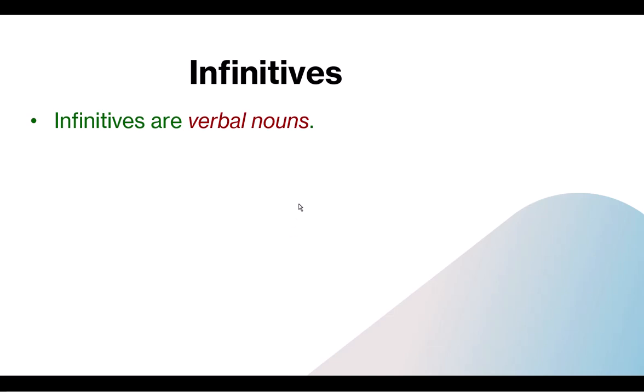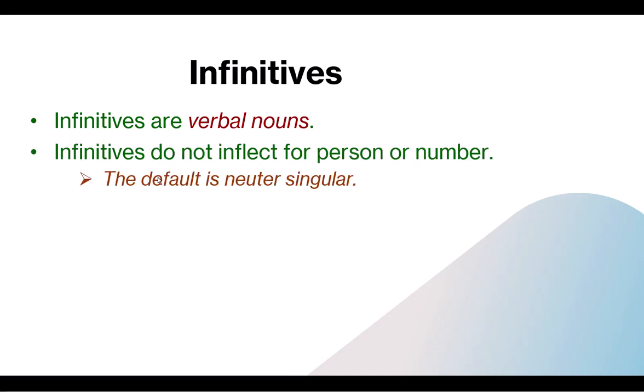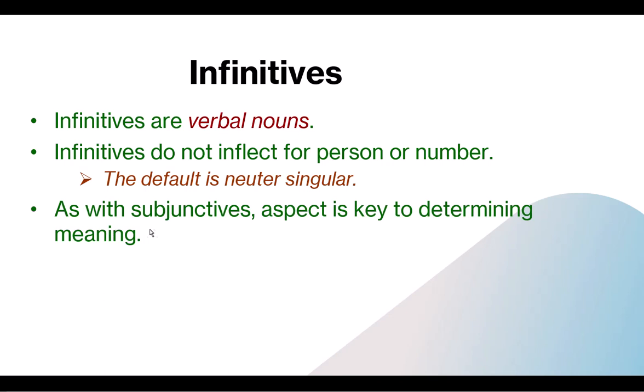So infinitives are verbal nouns, which means that they can have some of the same functions as nouns can. Infinitives do not inflect for person or number. So there's a default, which is neuter singular. We'll see that a little bit later when we see infinitives with articles. As with subjunctives, aspect is key to determining meaning. Infinitives don't have a time sense in and of themselves. They pick up their time sense from context.